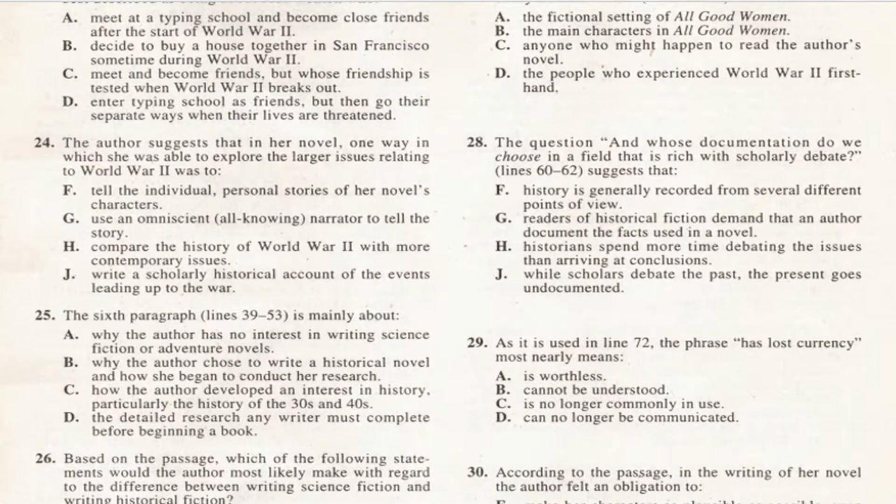Let's take a look at problem number 24. Number 24 reads, the author suggests that in her novel, one way in which she was able to explore larger issues related to World War II was to do what? So a couple things. First things first, mystery question, we're going to go ahead and underline all our keywords. Even though that's a noun, the author would never refer to the author as the author. Okay, novel, that's a noun.